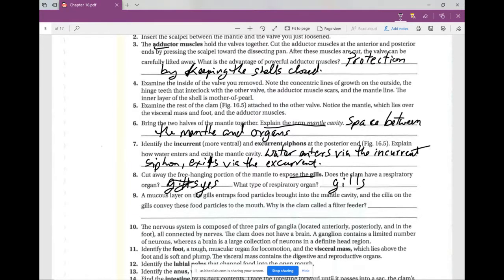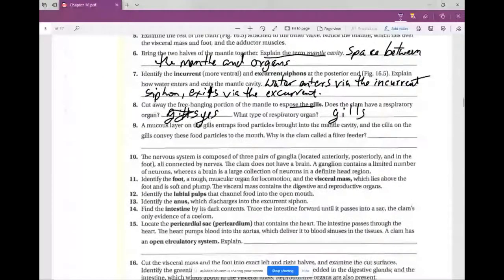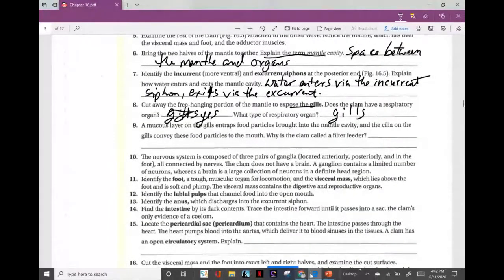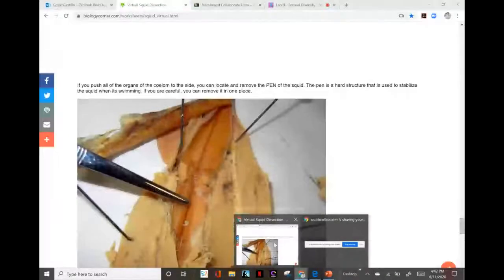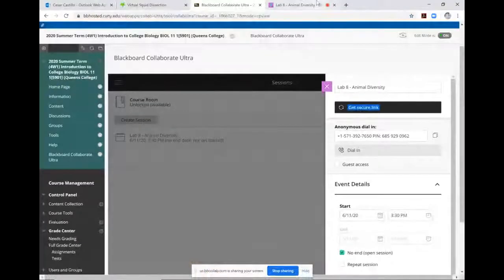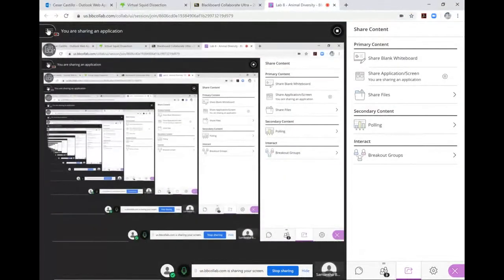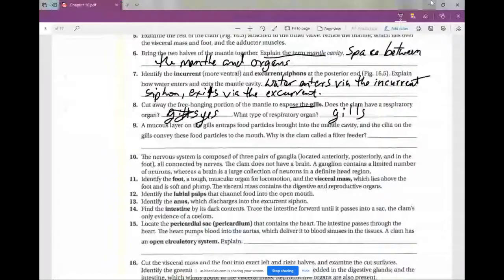Why is the clam called a filter feeder? All right, go back to this presentation, which I hope I'm recording. Yep, I am recording. Thank God. I've been traumatized by yesterday.